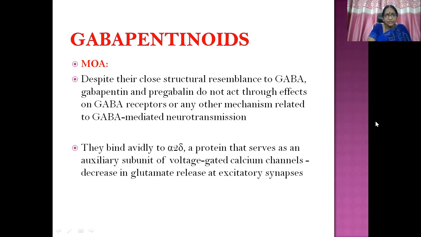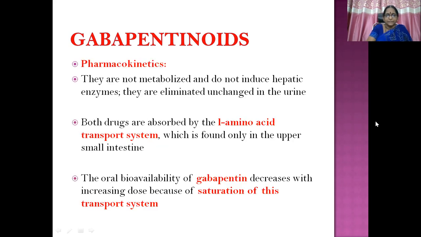Despite their close structural resemblance to GABA, gabapentinoids do not act through effects on GABA receptors. So they do not act on GABA receptors, okay, or any other mechanism related to GABA-mediated neurotransmission. So what is the mechanism of action? They bind to alpha-2-delta, a protein that serves as an auxiliary subunit of voltage-gated calcium channels. So these molecules combine with that particular protein. Because of the combination, there is a possibility of decreasing glutamate release at excitatory synapses. That's how it produces its anti-epileptic action.